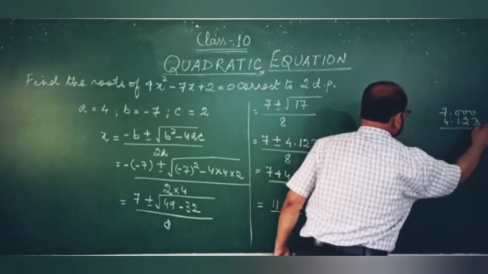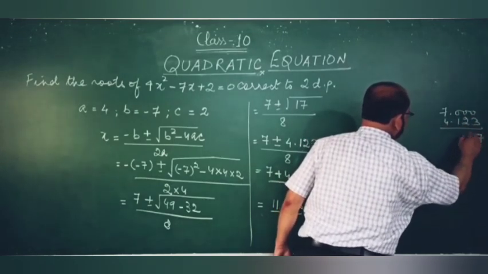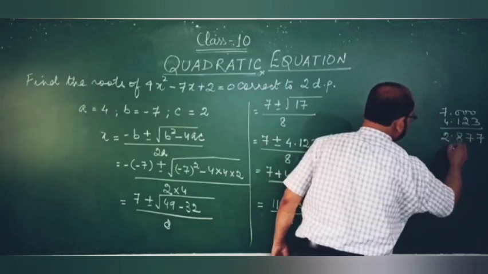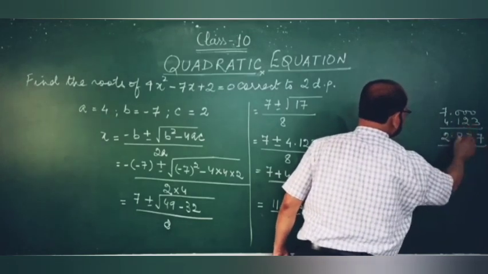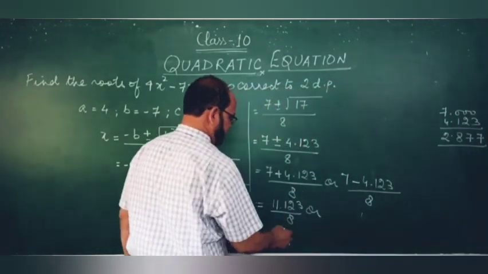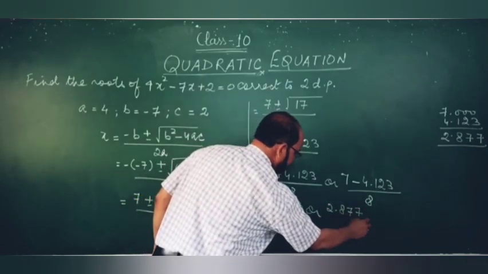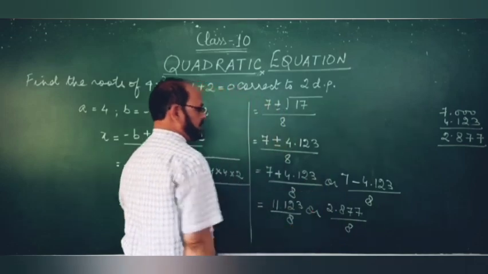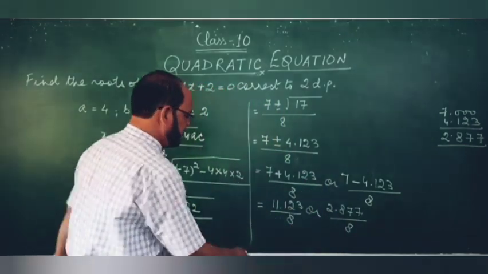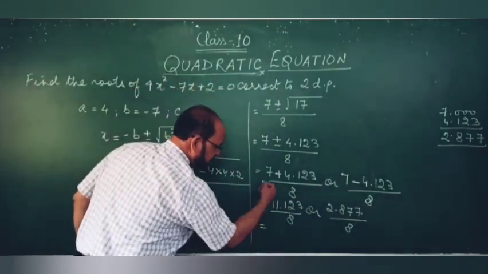4.123. So 10 3 7 9 2 7 9 1 8 6 2 6 4 2 is 2.877. 2.877 upon 8. Now our job is to divide. So in 11 first we will divide by 8.